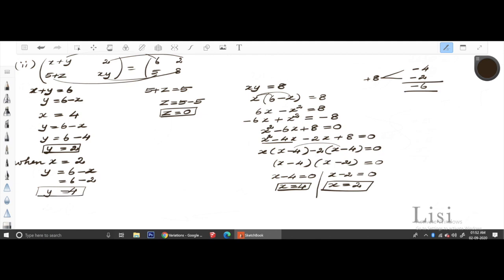Okay. And now give your answer. You have to write the value for x, y and z, isn't it? So the first one, when x is equal to 4, what is your y value? It is 2. And the second one, when your x is equal to 2, what is your y? It is 4. And the third one, z is equal to 0. Yes, clear, ma?